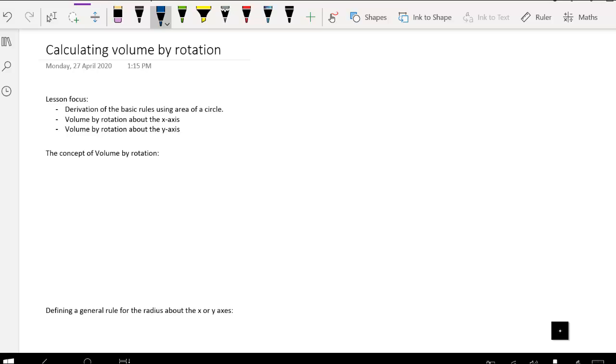Hello students. In this lesson today, we're looking at calculating the volume by rotation. So we'll start by deriving the rule and then we'll work through some basic examples. So we'll start with the idea of volume by rotation.